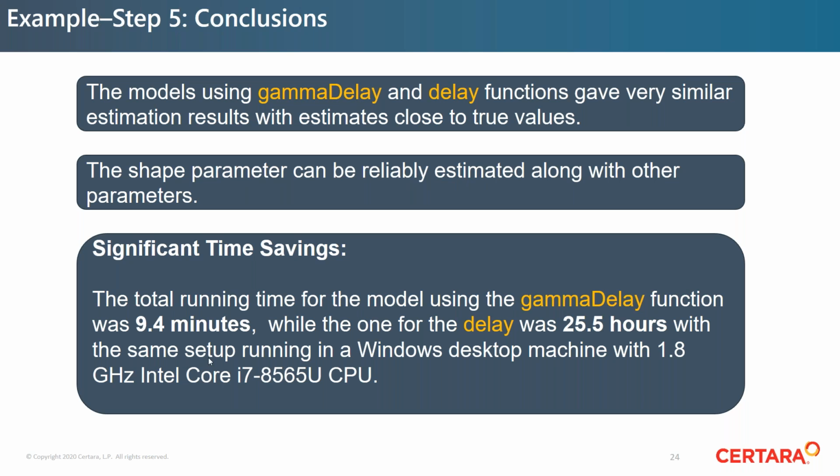Now, using the same setup, running on the same Windows desktop machine with 1.8 GHz, the total running time for the model using the gammaDelay function is just about 9 minutes, while the one for the delay function was 25 hours, 30 minutes. So you'll get a huge time saving by using the gammaDelay function.